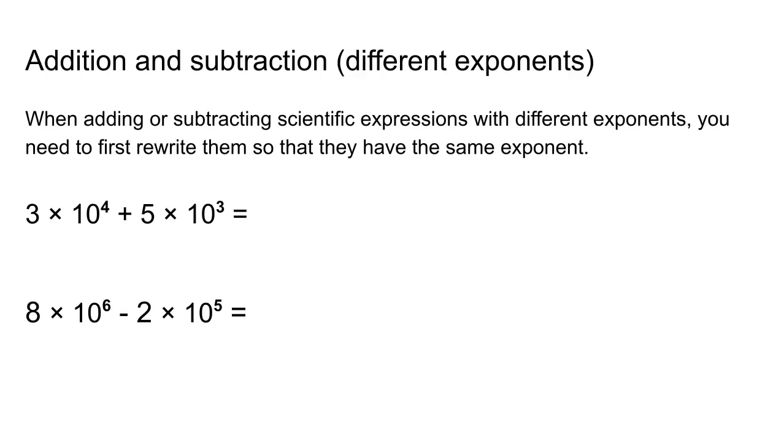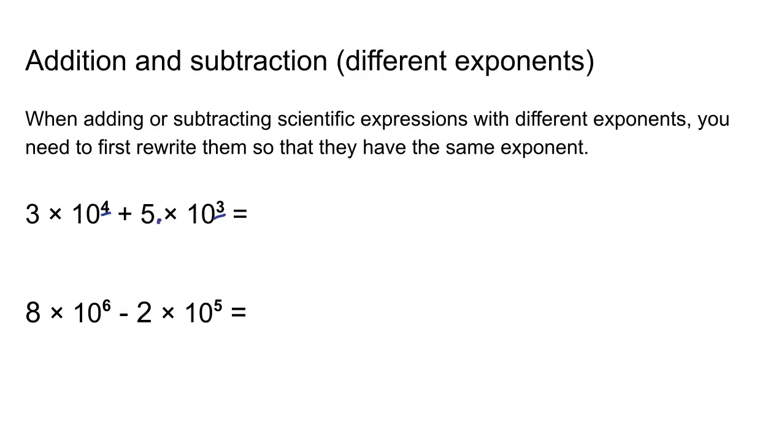Now let's talk about adding and subtracting with different exponents. When adding or subtracting scientific expressions with different exponents, you first need to rewrite them so they have the same exponent. For example, here we have 3 times 10 to the 4th plus 5 times 10 cubed. In this case, the expressions have different exponents, 4 and 3. So it would be easier to convert 10 to the 3rd to 10 to the 4th.